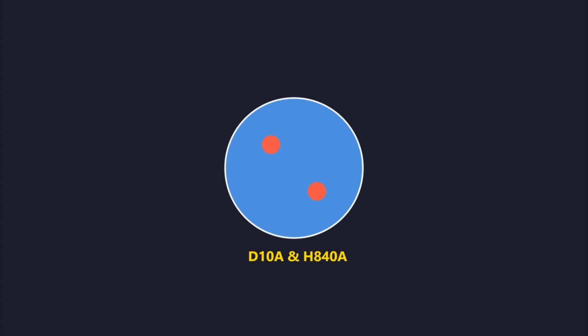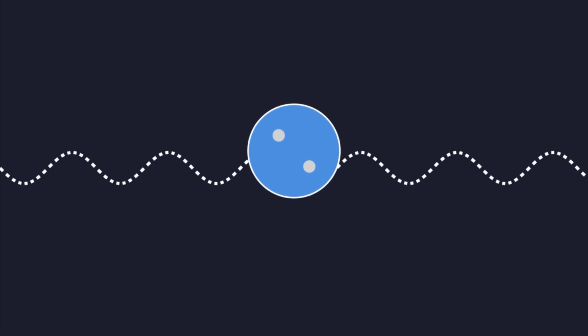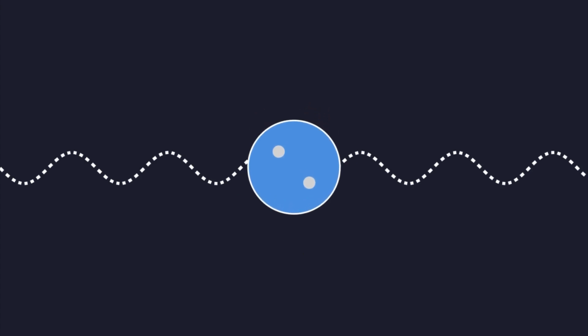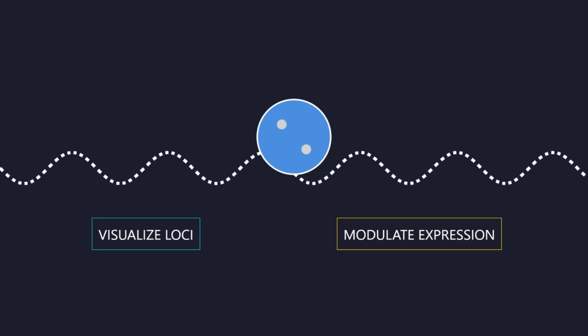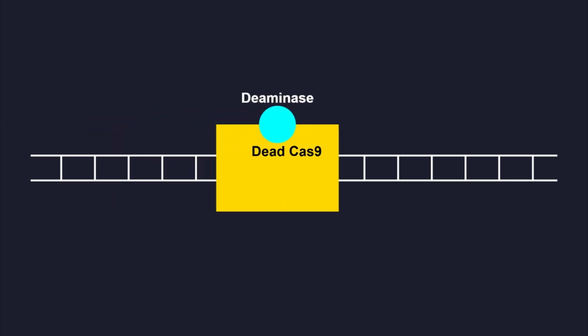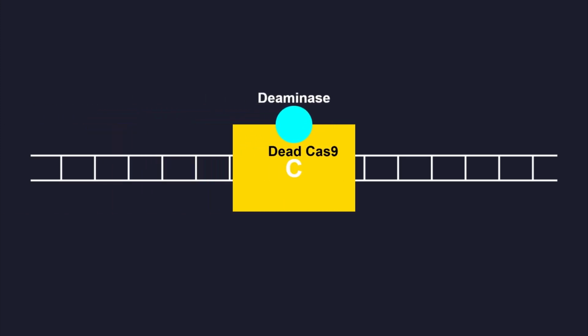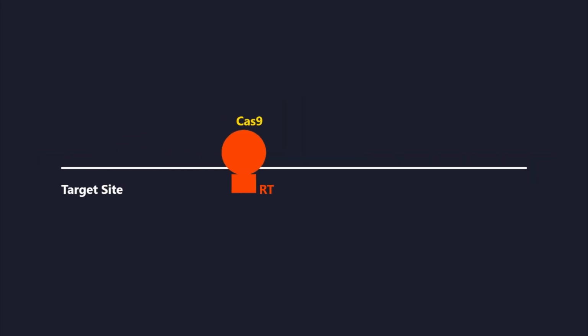Mutating the D10 and H840 residues creates dead Cas9. This variant binds to DNA without cutting it, allowing researchers to visualize loci or modulate gene expression without permanent changes. By fusing dead Cas9 to deaminase enzymes, researchers can perform base editing. This allows the direct conversion of one chemical base to another without inducing double-strand breaks.